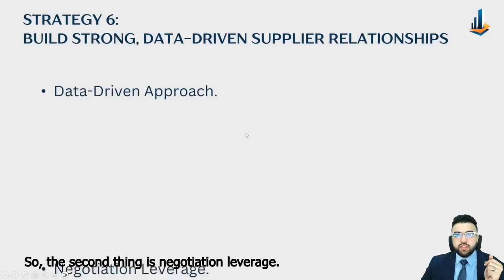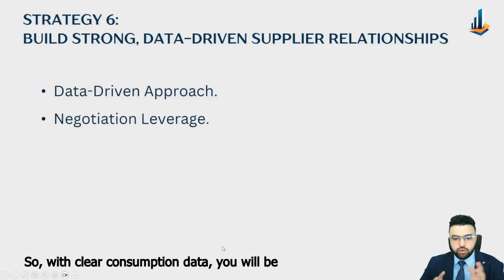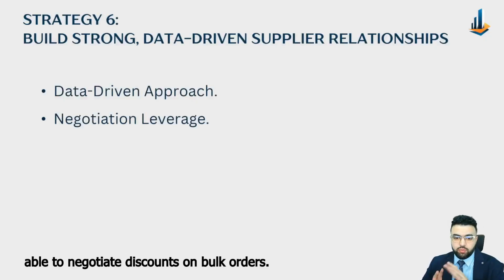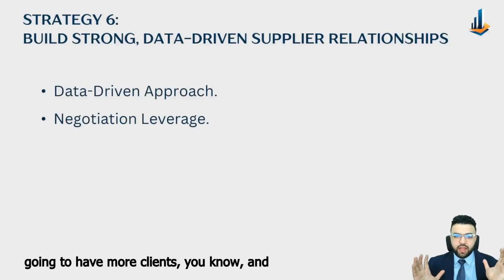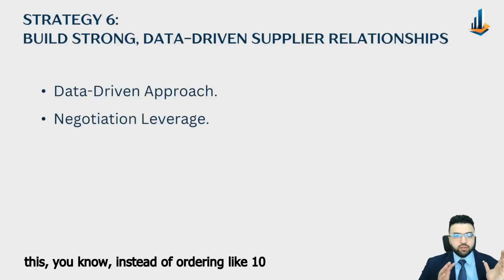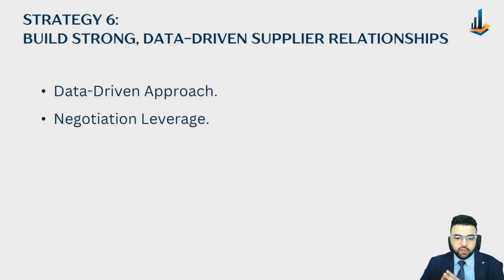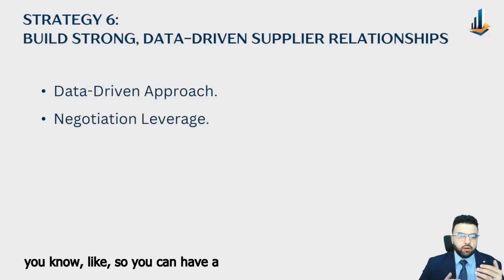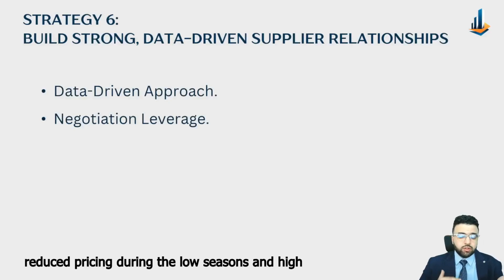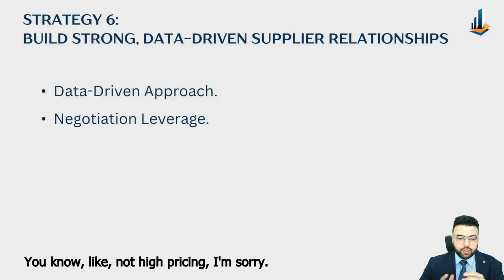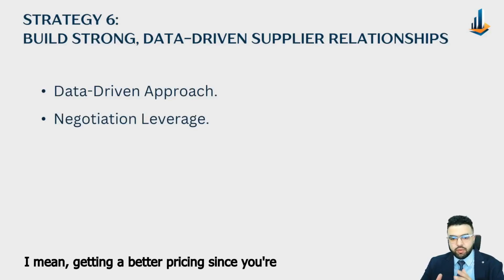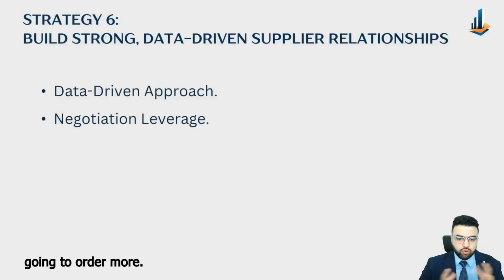The second thing is negotiation or leverage. With clear consumption data, you will be able to negotiate discounts on bulk orders. Because now, during the summer, I'm going to have more clients, so instead of ordering 10 boxes of pasta, I'm going to order 20. You can use that in your negotiation, so you can have reduced pricing during the low seasons and, not high pricing, I'm sorry, I mean getting better pricing since you're going to order more.